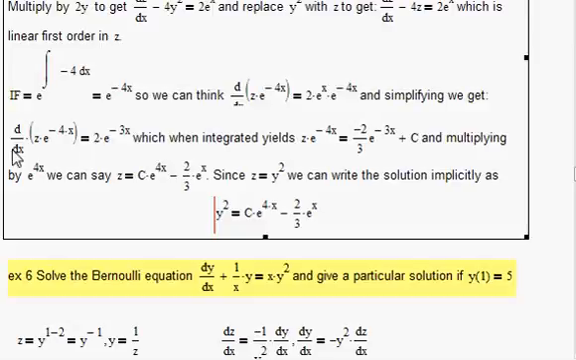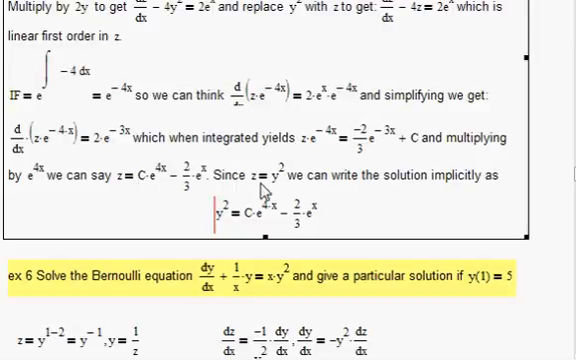What we get when we integrate both sides, of course, we just get z times e to the negative 4x on the left. On the right side, when we integrate this, 2 is just constant, so negative 2/3 e to the negative 3x plus c. That c is important. And then when you multiply both sides by e to the 4x, so we just get z on the left side, we get z equals c times e to the 4x minus 2/3 e to the x.